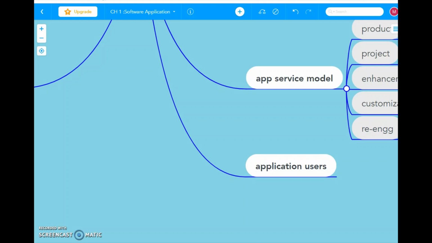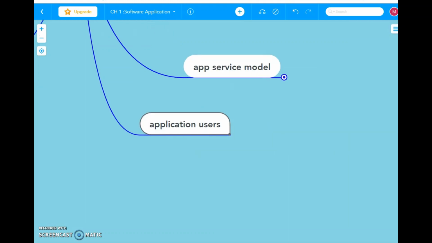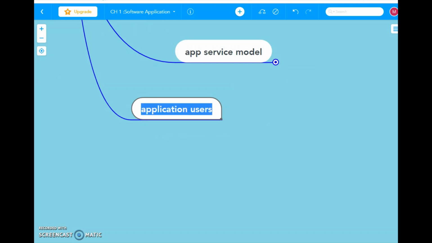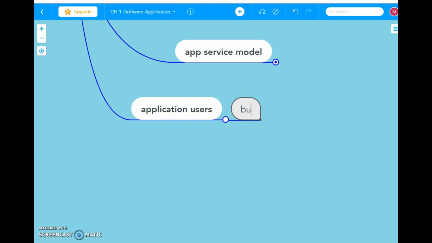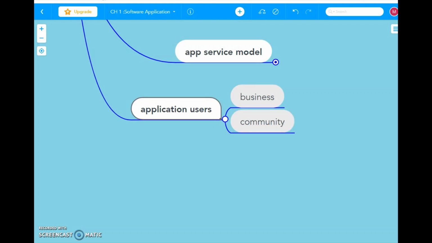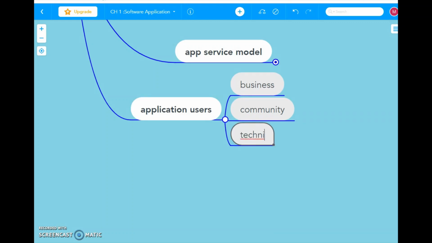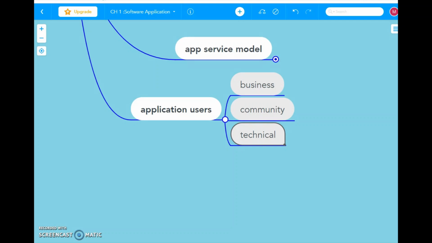So we'll move to the next topic, that is application users. Now there are three types of application users. Firstly, business user. The next one is community user. And the last one is technical users. Now, while you're developing an application, your user expectations are very important. Depending upon every user's expectation, you have to prepare an application so that you satisfy the user experience. Now, what are these business users, community users and technical users?